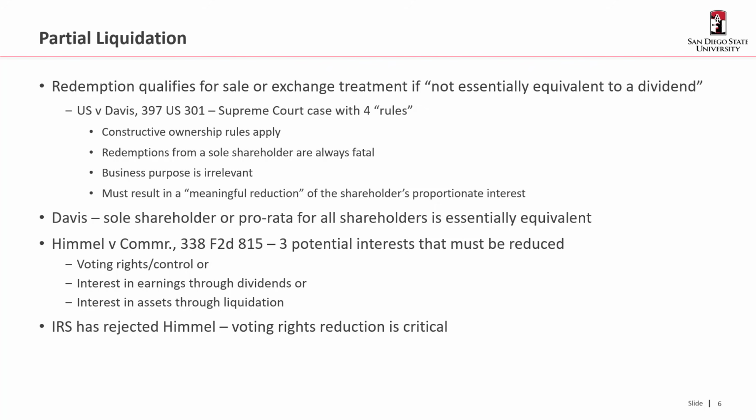So the takeaways from Davis are that a sole shareholder, or pro rata for all shareholders, is essentially equivalent to a dividend. Under Himmel, which was an appellate court case, there were 3 potential interests that must be reduced: voting rights or voting control, or interest in earnings through dividends, or interest in assets through liquidation. And the IRS rejected Himmel, saying that they would not acquiesce to that decision. We haven't seen a lot on Himmel since then, so it could be that we really need to stick with Davis or the regs.